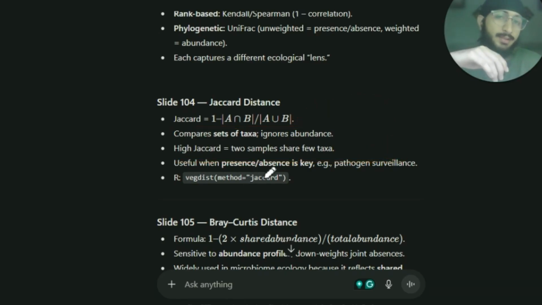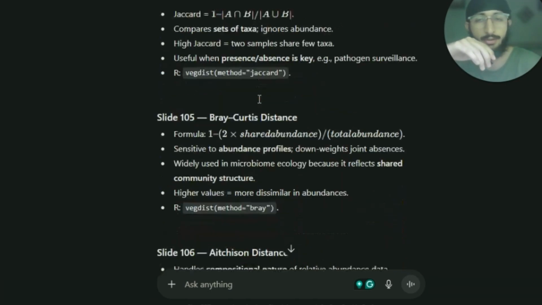Now, it is useful when presence or absence is key. That is, for example, pathogen surveillance. And in R, we implement it using vegdist with method equal to Jaccard, and it is useful when presence or absence is key, right? So all of these points you must take into consideration.